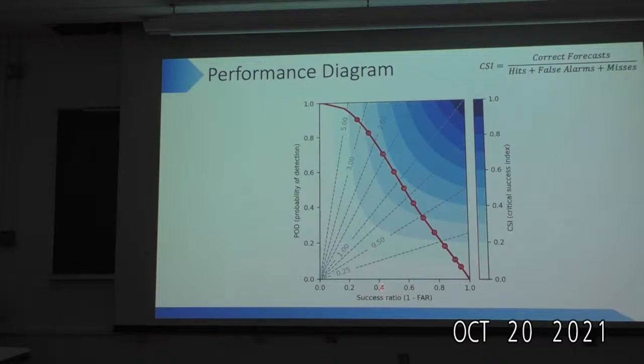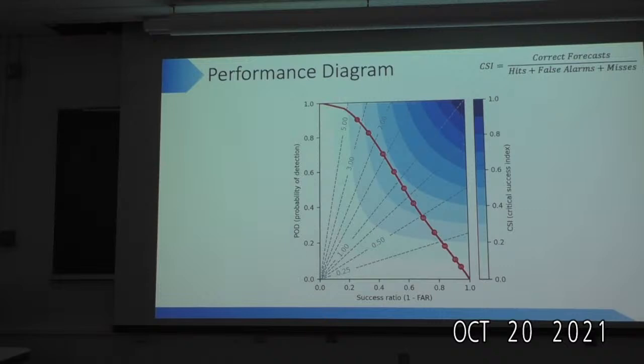So we can see our model is not very successful at the lower probabilities, but it has a high probability of detection there. For the higher probabilities, we're not detecting them as often, but when we do detect them, they are very successful.